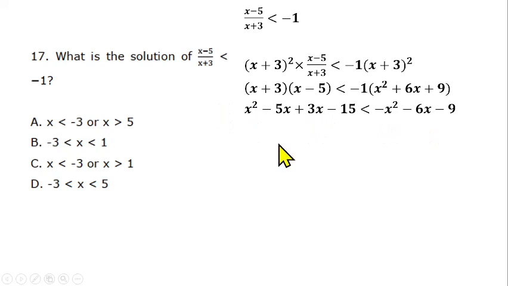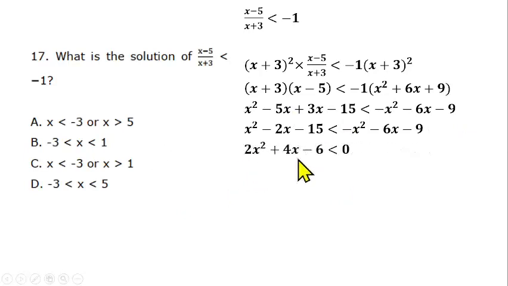Then collect like terms. Minus 5x plus 3x will give us minus 2x, less than this. So collecting like terms, this comes here, you have 2x squared.